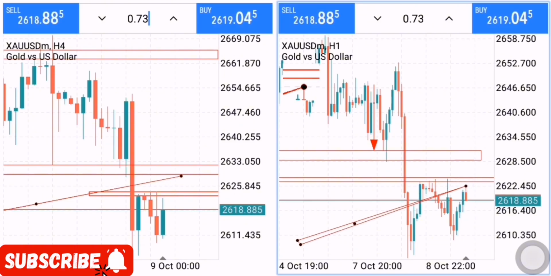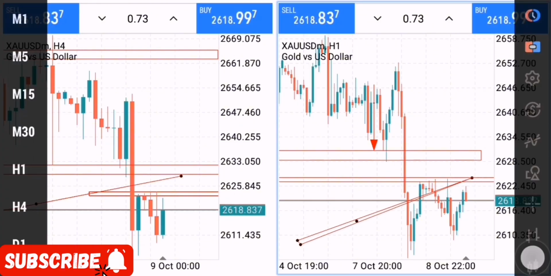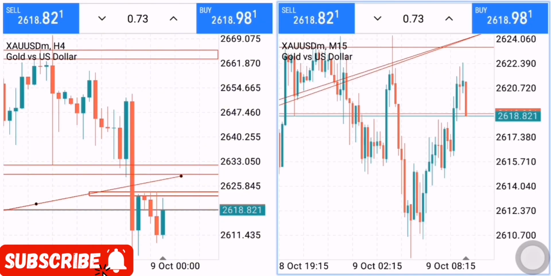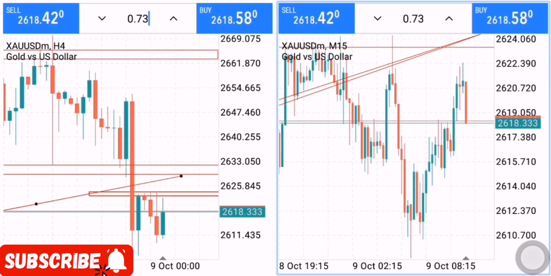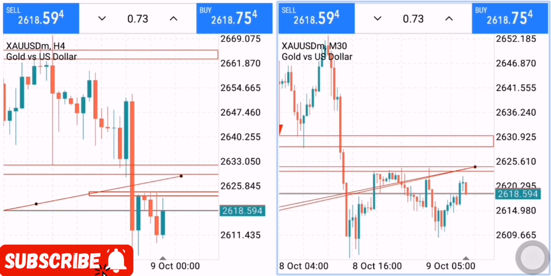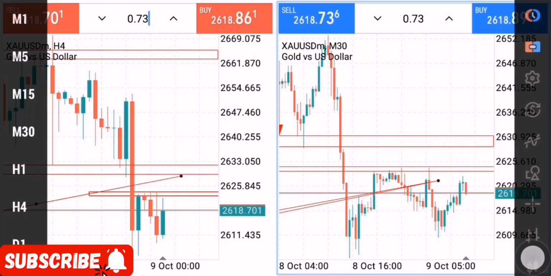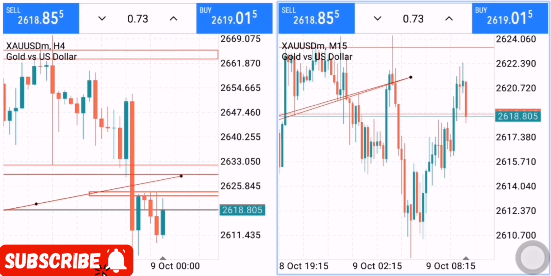So once at this area, the next phase is to scale down to our entry time frame, which is the 15 minutes time frame I personally use, but you can use the 5 minutes or the 1 minute. I personally use the 15 minutes time frame. So let's scale down to the 15 minutes.